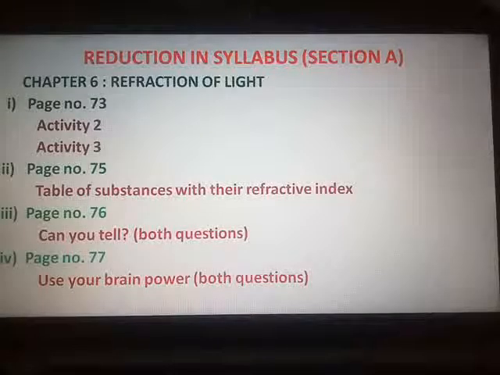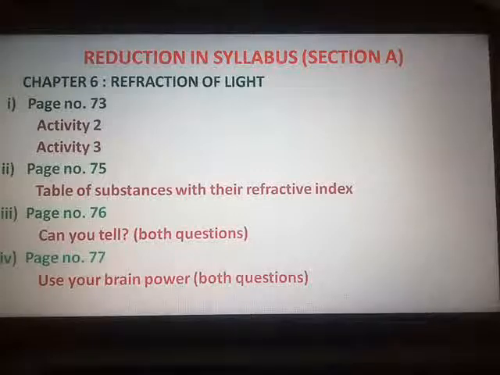Chapter number 6, Refraction of Light, page number 73. First reduction. Now I will tell you the page number and the name of the activity or the name of the topic, or if any paragraph is removed, I will tell you the starting and the last line of the paragraph. So mark it very thoroughly.